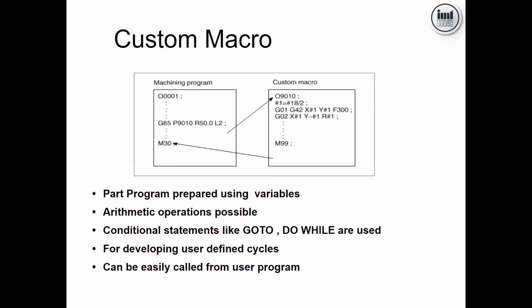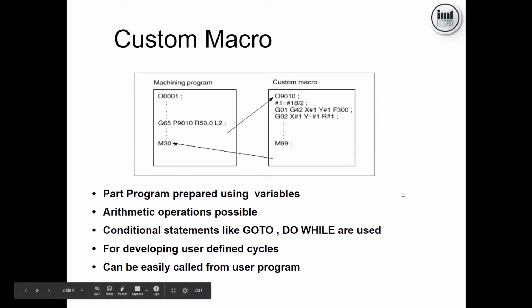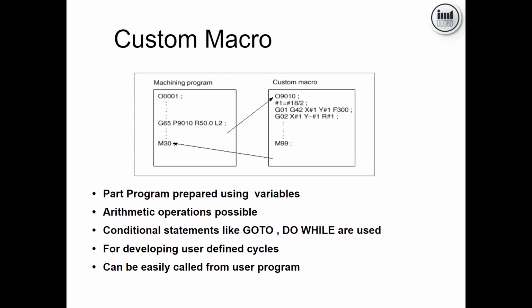We are using different variables, and we can use arithmetic operations also, that means plus, minus, multiplication, subtraction. All this can be done automatically by using macros. And we can give conditional statements like GOTO and DO WHILE. Sometimes from one block to another block, we can directly give a GOTO option with a condition. Then we can give looping by using DO WHILE operations.